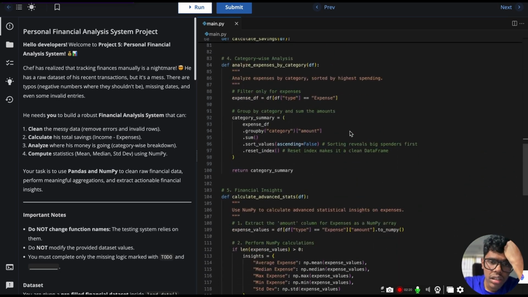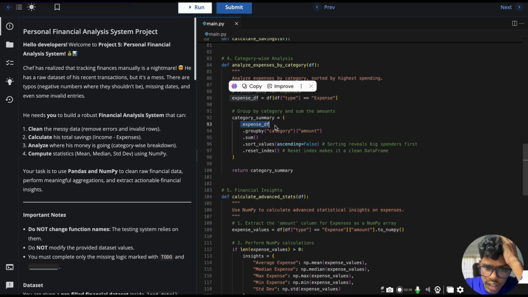The next part is the category-wise analysis. So this is filtering only for expenses. Here we have to analyze expenses by category. Where is the most money going? Where is the highest amount of money going? Where are we spending the highest? So that we have to identify here.